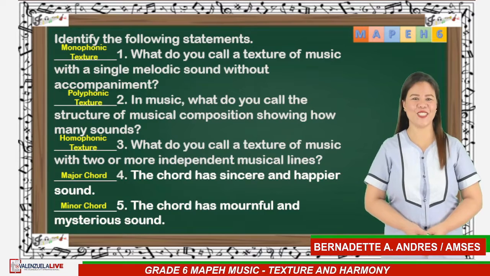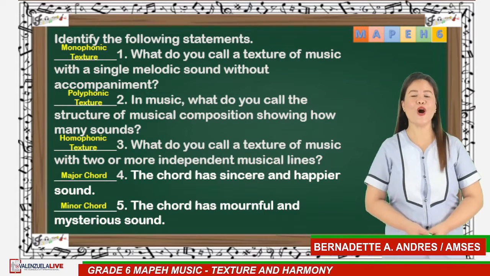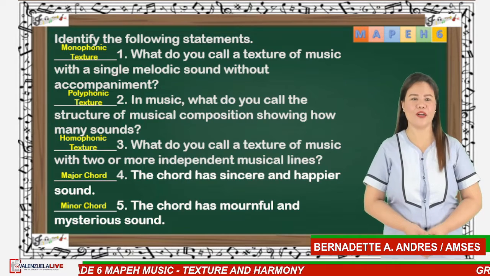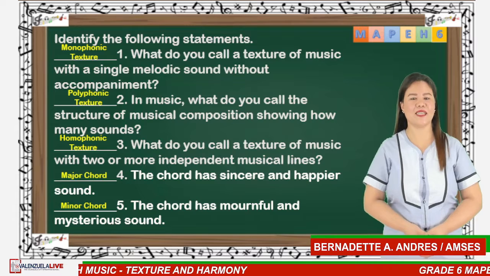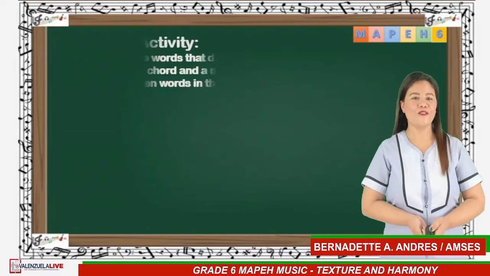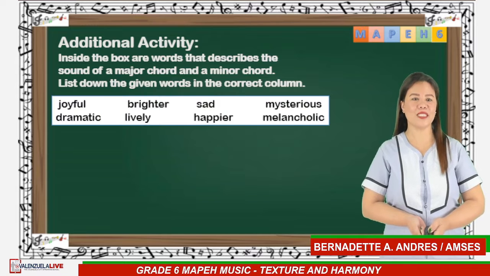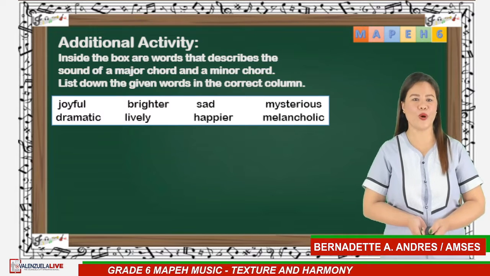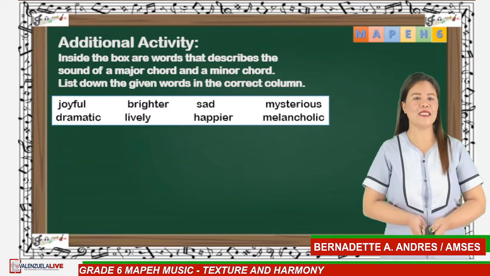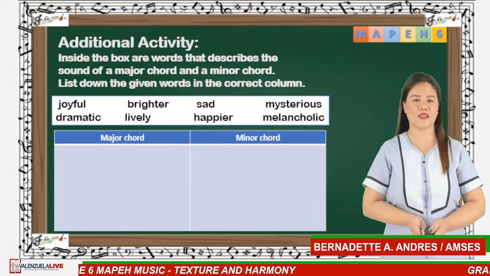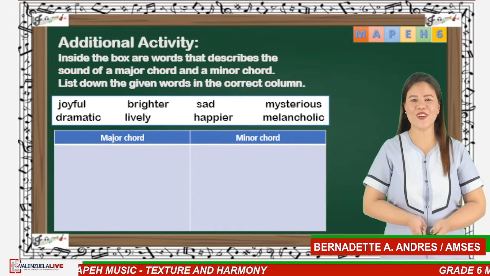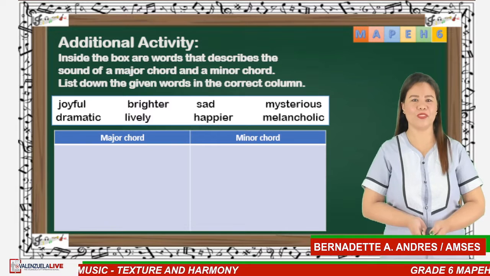Bravo, grade 6 learners! I see your score in the comment section. You almost got a perfect score. All of you are excellent. You really did a great job. For your additional activity, inside the box are words that describe the sound of a major chord and a minor chord. List down the given words in the correct column. Write your answer in your MAPEH notebook.